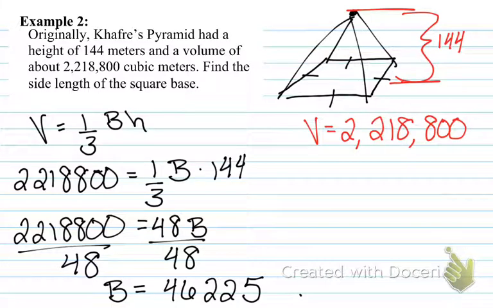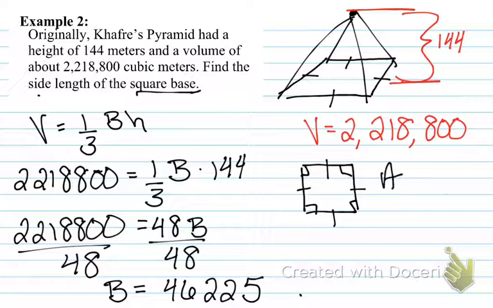That base is, they say, find the side length of the square base. They tell me it's a square base right there. So I know the base is going to look like that. 90-degree angles in each corner. All the sides are the same. I know the area of this base is 4,625. We're trying to find the length of one side. So let's go ahead and label that as x. We're trying to find that.